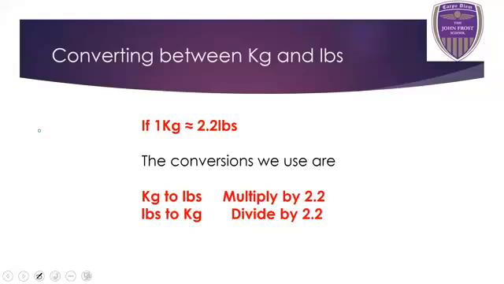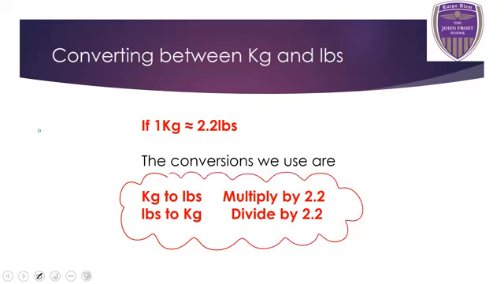So converting between kilograms and pounds, because we know that a kilogram is approximately 2.2 pounds, the conversions we need to use are here. So this information would need to be written down. Kilograms to pounds, you need to multiply by 2.2, and pounds to kilograms, you would divide by 2.2. So copy that information down, and then when you're ready, move on to the next slide.